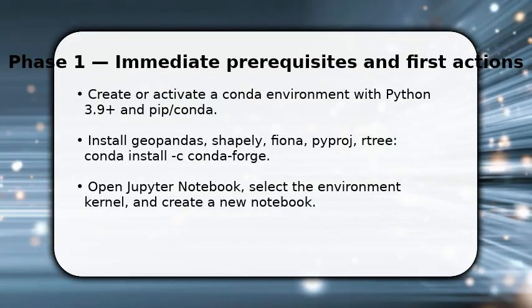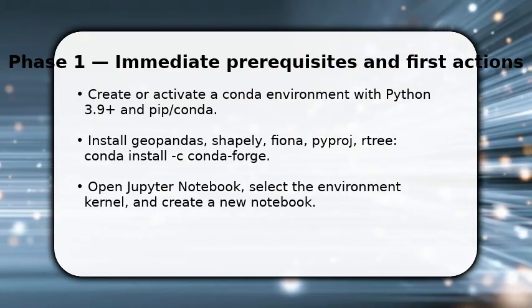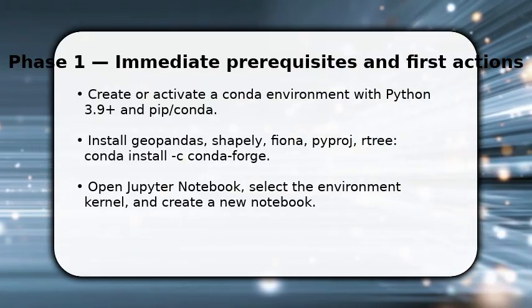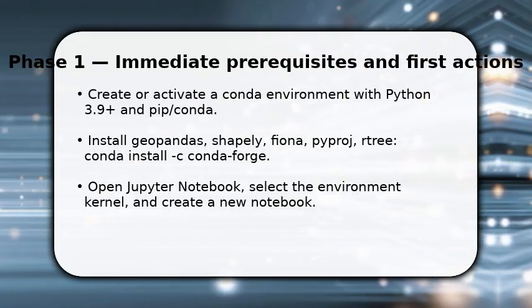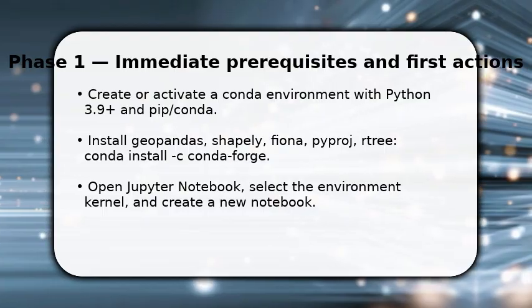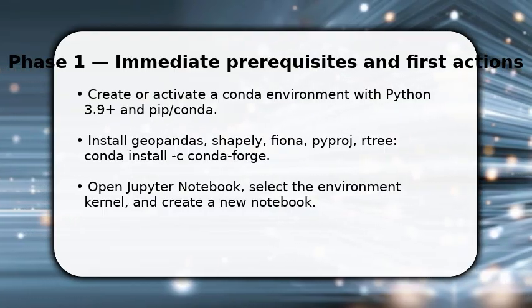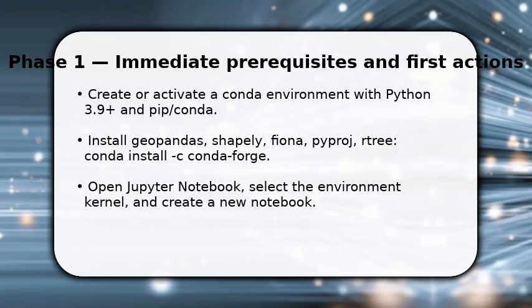You begin by preparing the environment and launching the notebook. Make sure you use a Conda environment to avoid binary conflicts. Install Geopandas and its dependencies from Conda Forge because wheels handle native libs. Once done, start Jupyter and choose the kernel matching your environment.